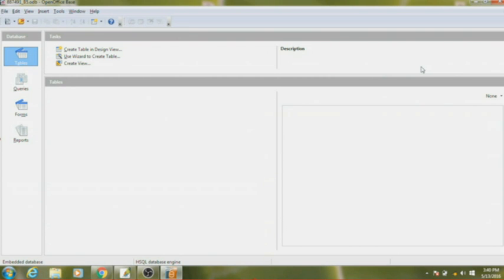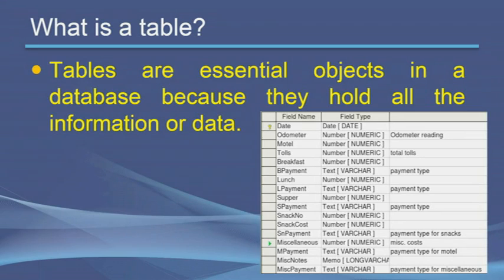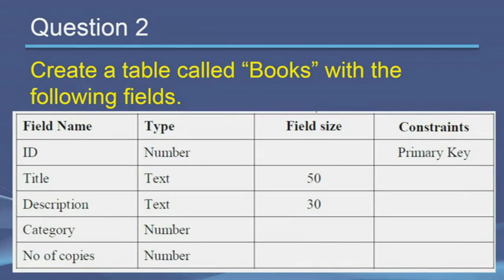First thing is tables. So, let's see what a table is. Tables are essential objects in a database because they hold information and data. So, you put the data in your table. It is a very essential thing in a database. Regarding tables, we are asking this second question. Second question is, create a table called books with the following fields. So, let's see how to create a table.